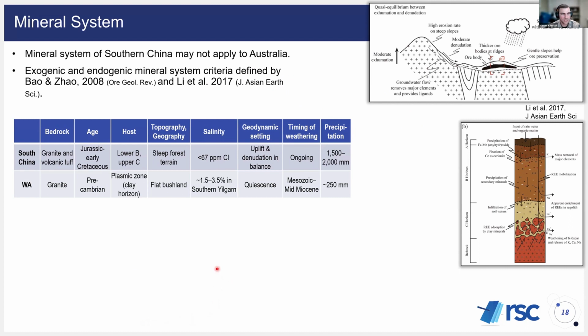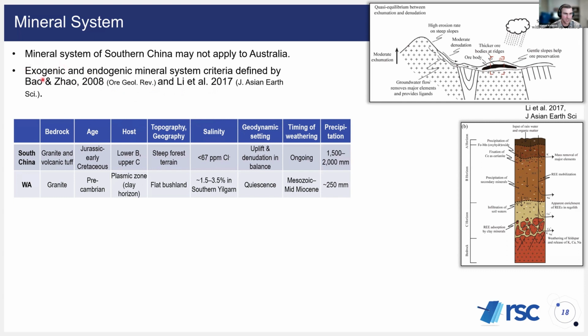So in the beginning, I've promised a slide on the mineral system, and the mineral system of southern China may not apply to Australia. And there were 2 pretty good papers that defined sort of the mineral system, maybe not on purpose, but at least they've laid the foundation for it, in my opinion. They were Bao and Zhao in 2008 and Li et al. 2017. But there's also many other brilliant papers that we've published on nucleoside rare earth deposits, but I've just put those 2 out here, and I've listed some of the factors they've used. So it would be the exogenic and endogenic factors they published.